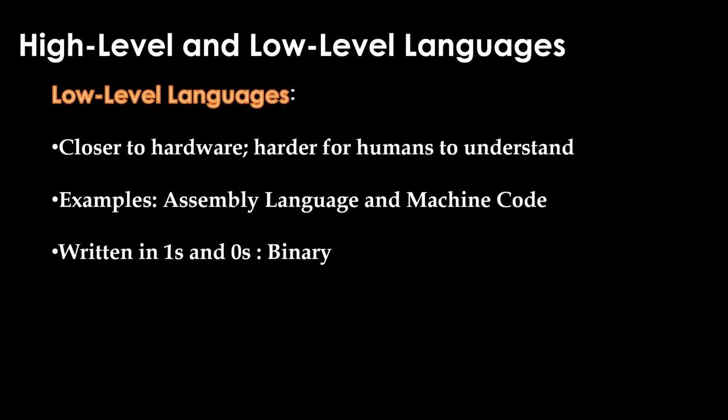Next is what is low-level language. These are closer to hardware and harder for humans to understand, but easier for computers to execute. Examples include assembly level language and machine code. The language of ones and zeros, it is also called binary, the language which is understood by computers.